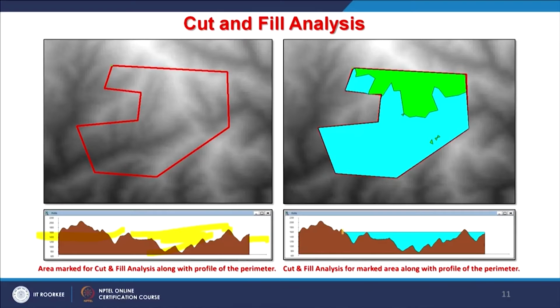So, these are the things. If this level has been decided, then these areas which are below will be filled and the rest of the areas would be cut.